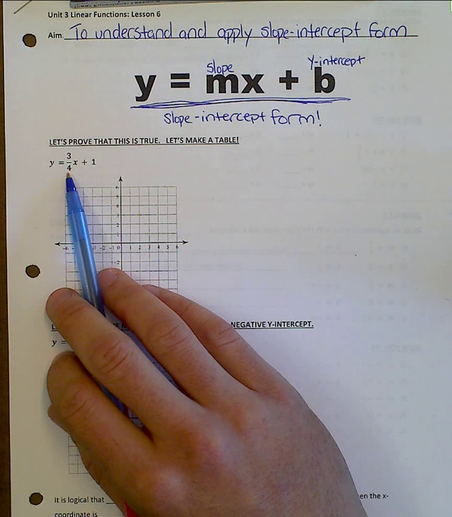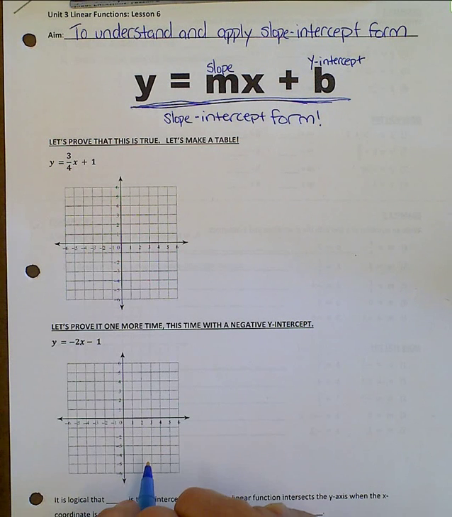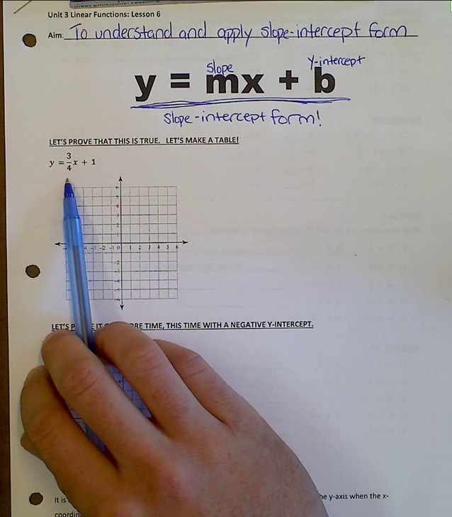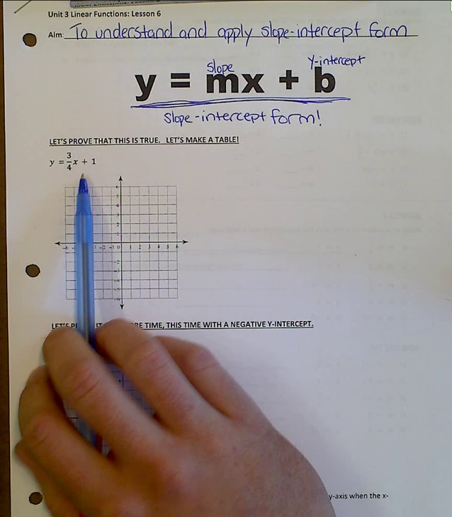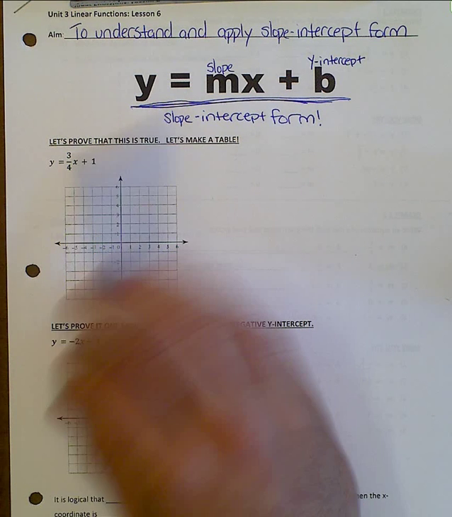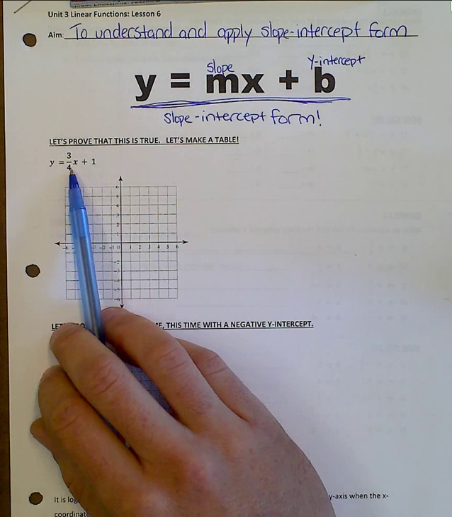3/4 is a positive number. So what does that mean about the line, thinking about the other lessons we've worked on? If I graphed this equation and made a line, is it going to be increasing, decreasing, constant, or undefined? It's going to be increasing because the slope, m, 3/4, is positive. Good.